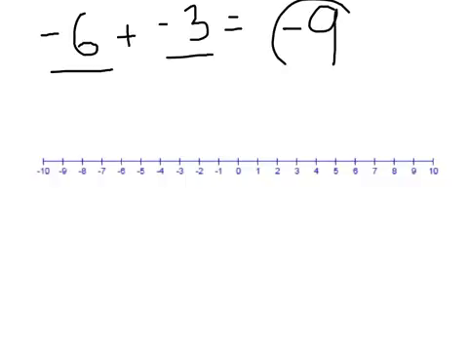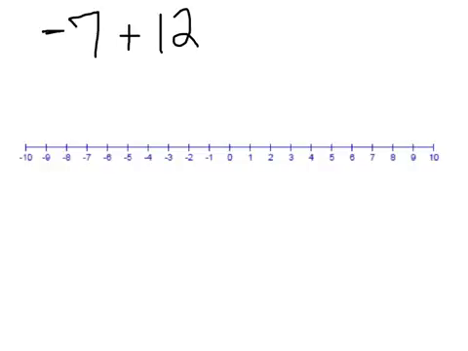-6 plus -3 is -9. Again, think of it like money. You owe somebody $6, you borrow 3 more, you now owe them 9. And again, think about your number line. Adding a negative is the same as subtracting, so I know I'm going to the left. I'm starting at -6, and I'm going to the left 3 spaces. 1, 2, 3, boom. I'm now at -9.